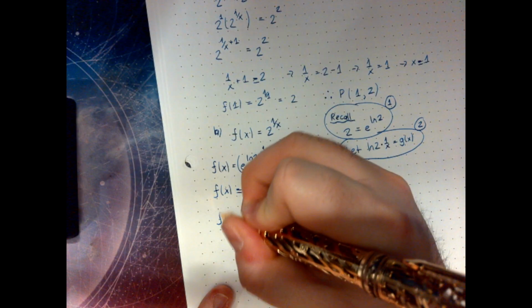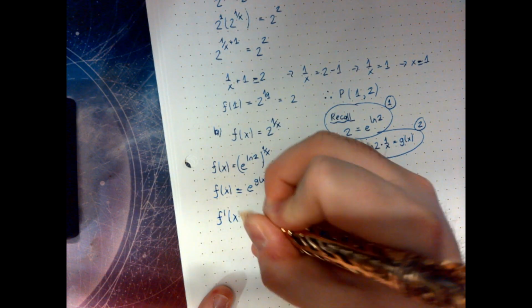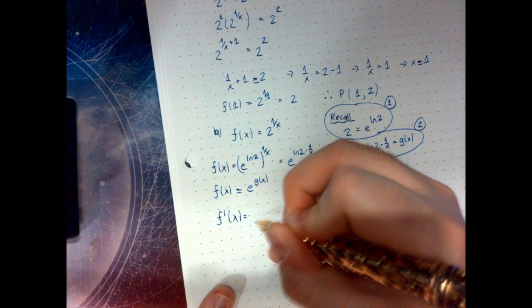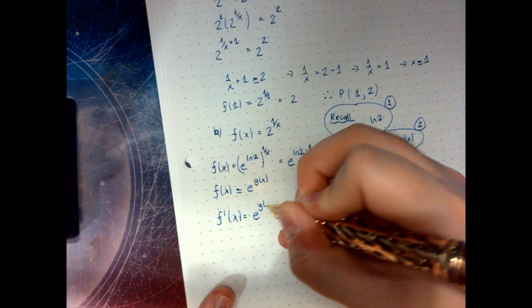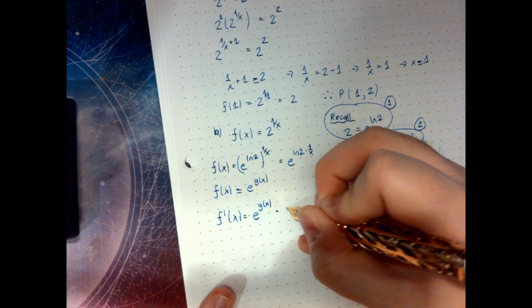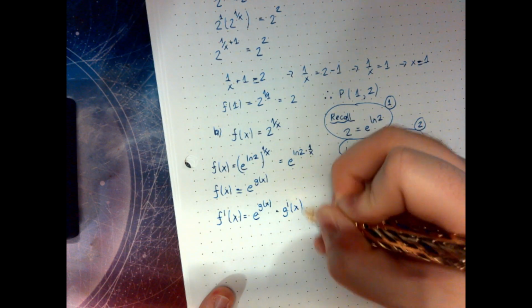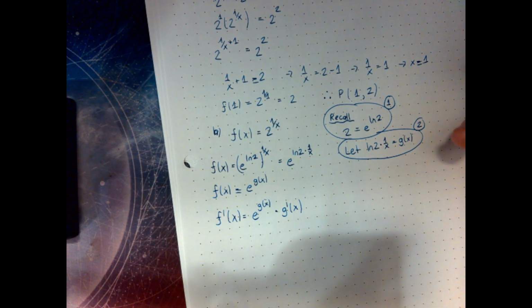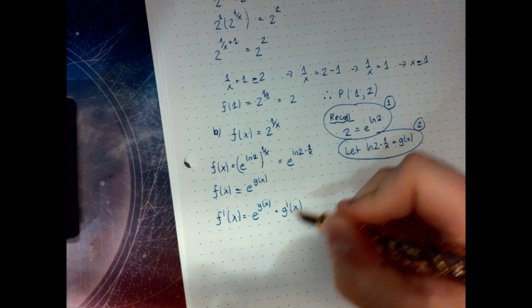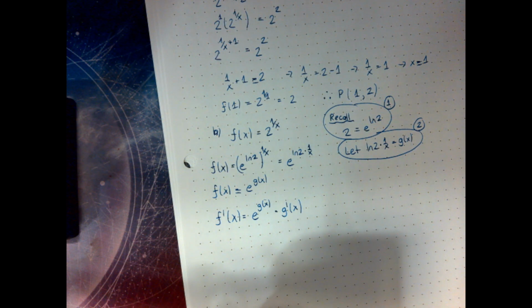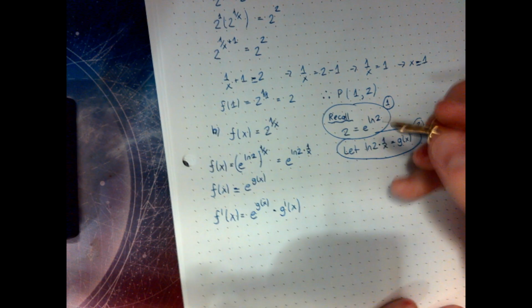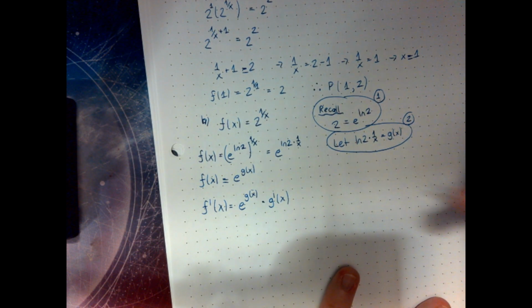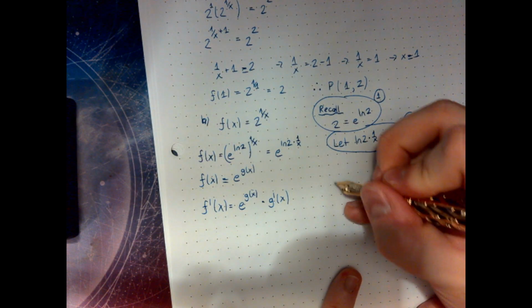So f of x, or sorry, f prime of x, not just f of x, I misspoke there, is equal to itself, right? e to the g of x, but multiplied by the derivative of g of x, right? And then this is nothing new. I'm literally just rewriting what I started with. The only thing I actually have to contend with is finding the derivative of g of x. So let's do that on the side, and I'll count that as our third algebraic manipulation, I suppose.